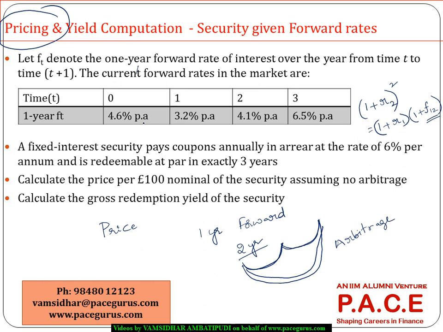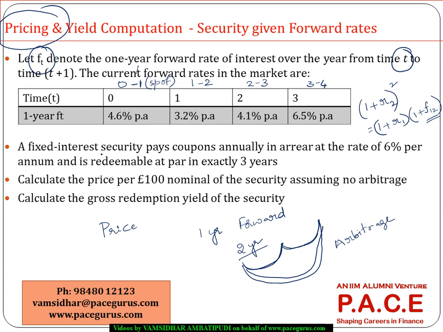In this case, let FT denote the 1-year forward rate over the year T to T plus 1. So this is T. This is the forward rate between 0 to 1, which is nothing but the spot rate itself, whereas this is between 1 to 2 years. This is the rate between 2 to 3 years, and this is the rate between 3 to 4 years.